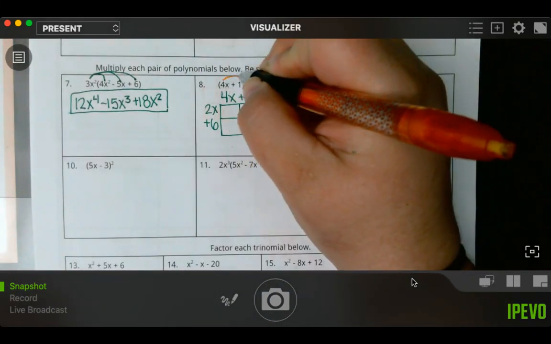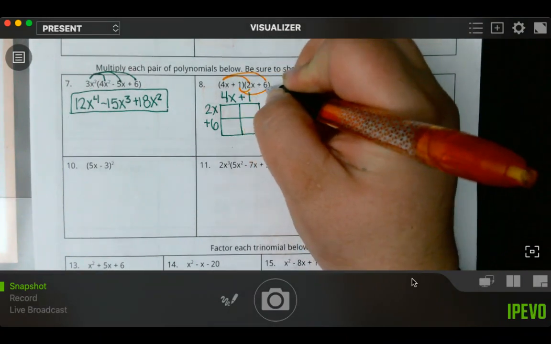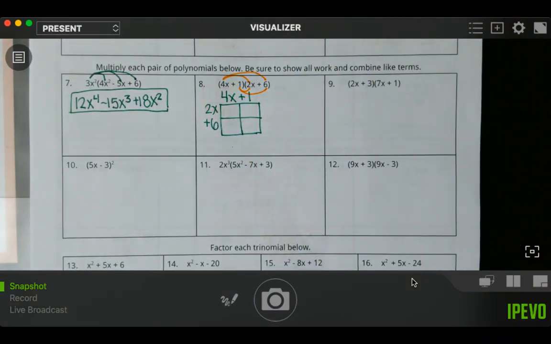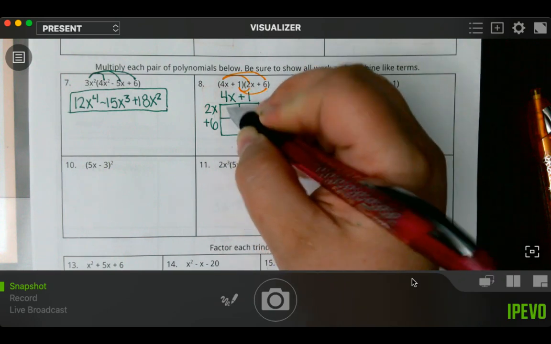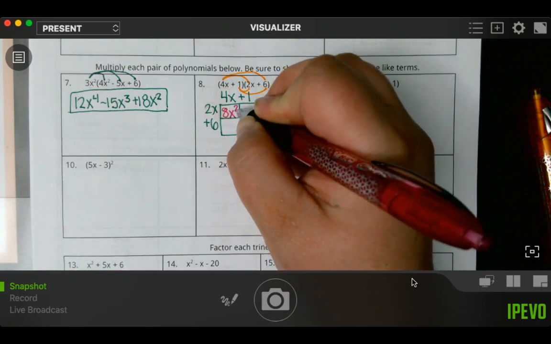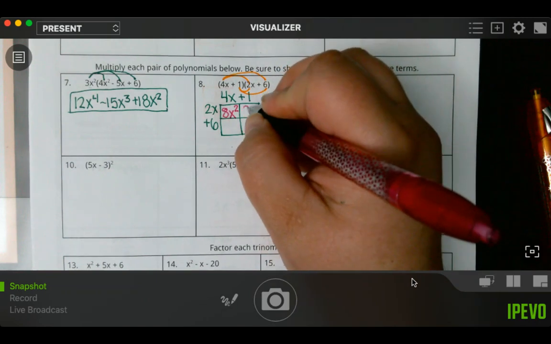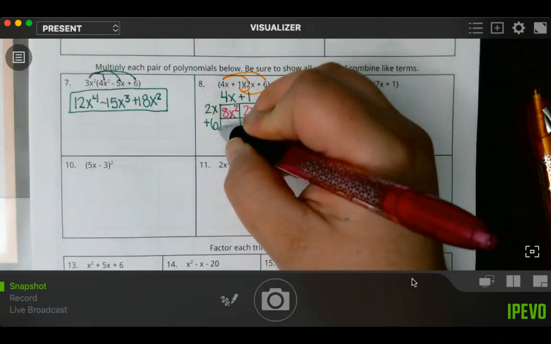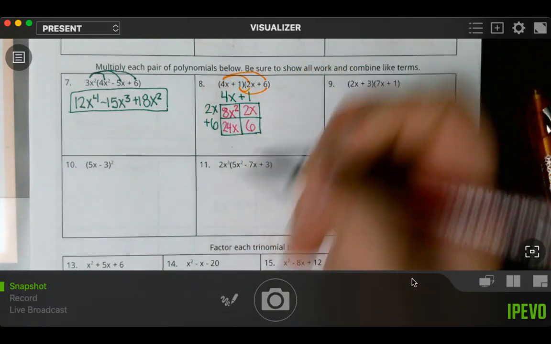Take 4x times both of these, then take 1 times both of these. The box is just there to help you organize. You're not doing any different math, because I'm still multiplying 4x times 2x, I'm just doing it inside of this box. 4 times 2 is 8, and x times x is x squared. 2x times 1 is 2x. 4x times 6 is 24x, and 6 times 1 is 6.